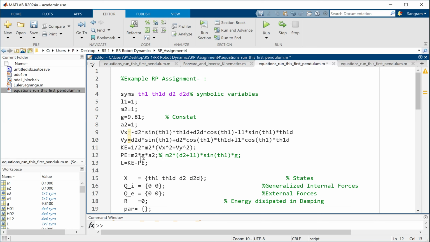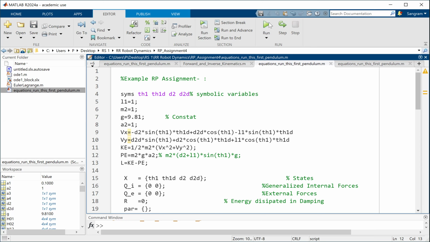This is actually A2. This is A1. And this is D2. And then you can run the code, and then it will give you the answer. Please run this code and make sure you are getting answers.